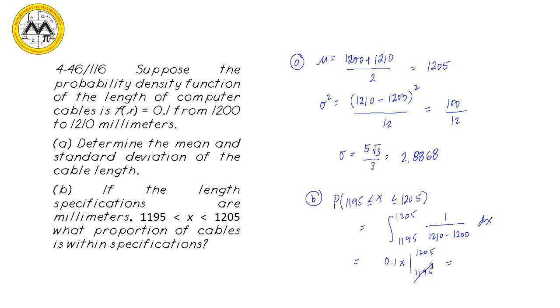But you don't have 1195. So it exists from 1200. So we have here 1200. So that would be 0.1 times 1205 minus 1200. Note that it does not exist from 1195 to 1200. So we use the lower limit of 1200. So this is 0.5.